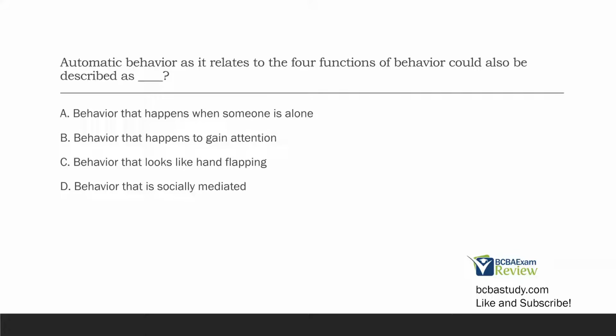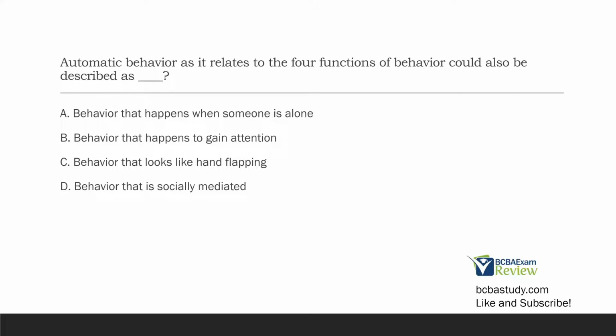If I am rubbing a sweater, or somebody's sweater that feels good, well, is that automatic? Well, no, right? That involves a socially mediated behavior. There's another person involved. Automatic means alone. That is the essence of automatic behavior. That is why it's one of the 4 functions, because the other 3 are socially mediated. Attention, tangible, escape, those are socially mediated. Automatic really means alone, where you are delivering reinforcement with no other social party involved.